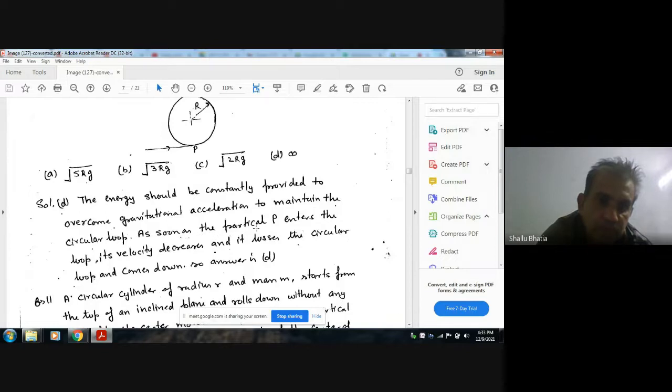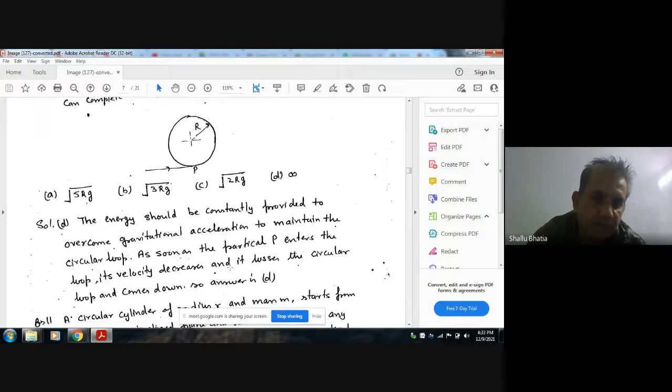So as soon as the particle P enters the loop, its velocity decreases. It loses the circular loop and comes down. So answer is B. It cannot maintain circular loop. So velocity should be infinite to maintain circular loop.